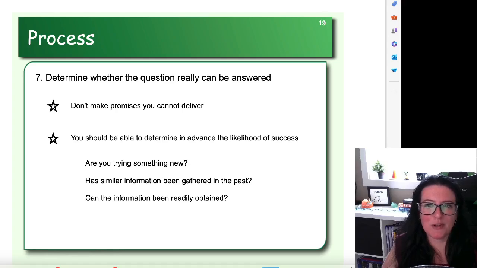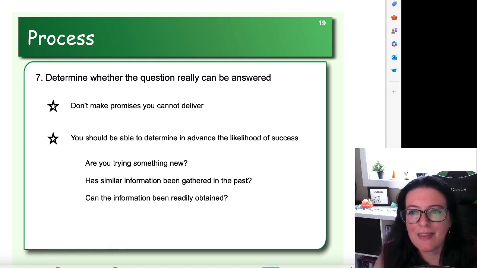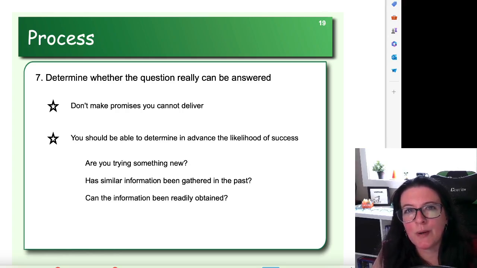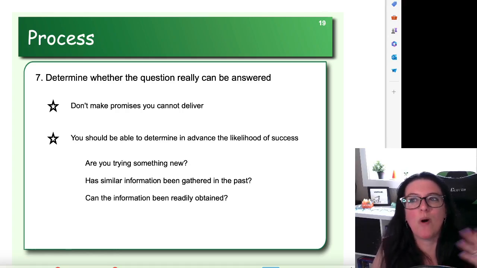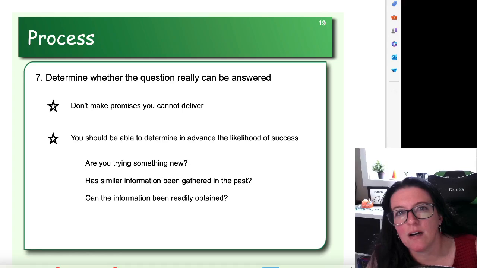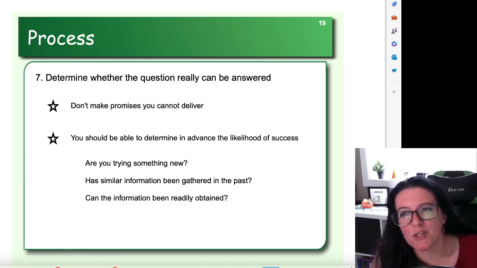Has similar information been gathered in the past? Can the information be readily obtained? One of the reasons that when we're working with a client, we ask, if we got this type of data, what would that help you with? What would that do? Is to make sure it's clear that that information would be helpful.